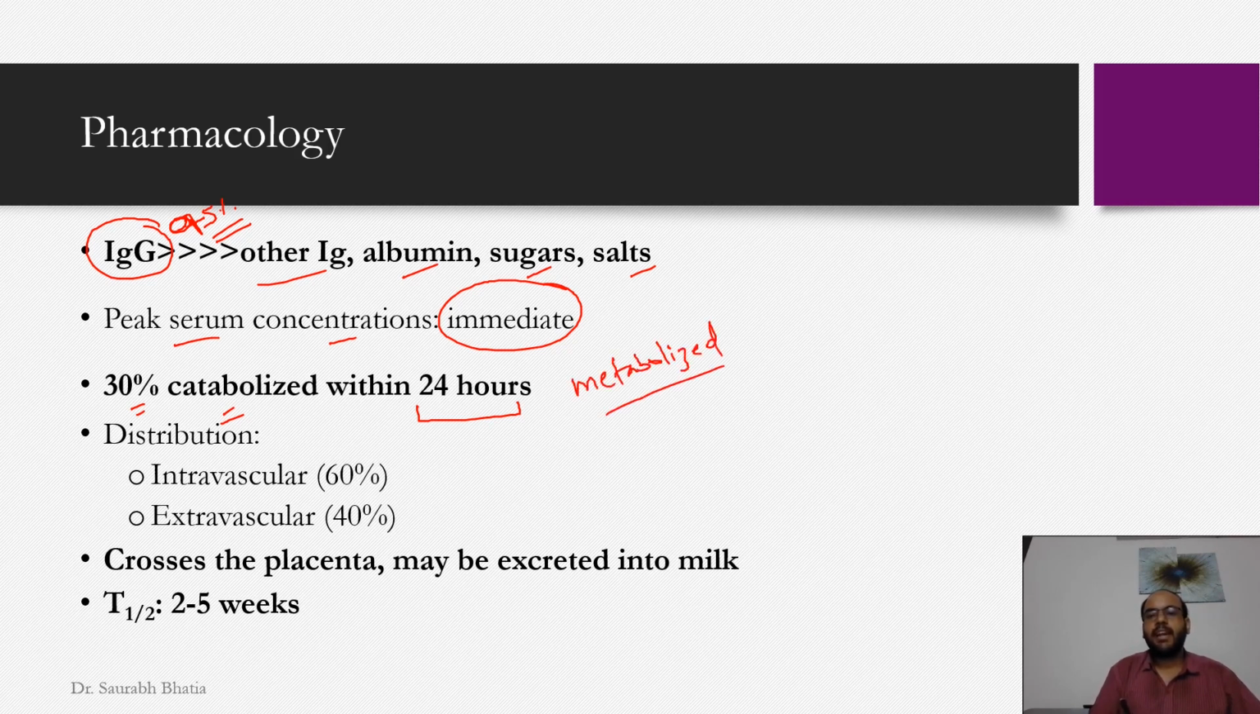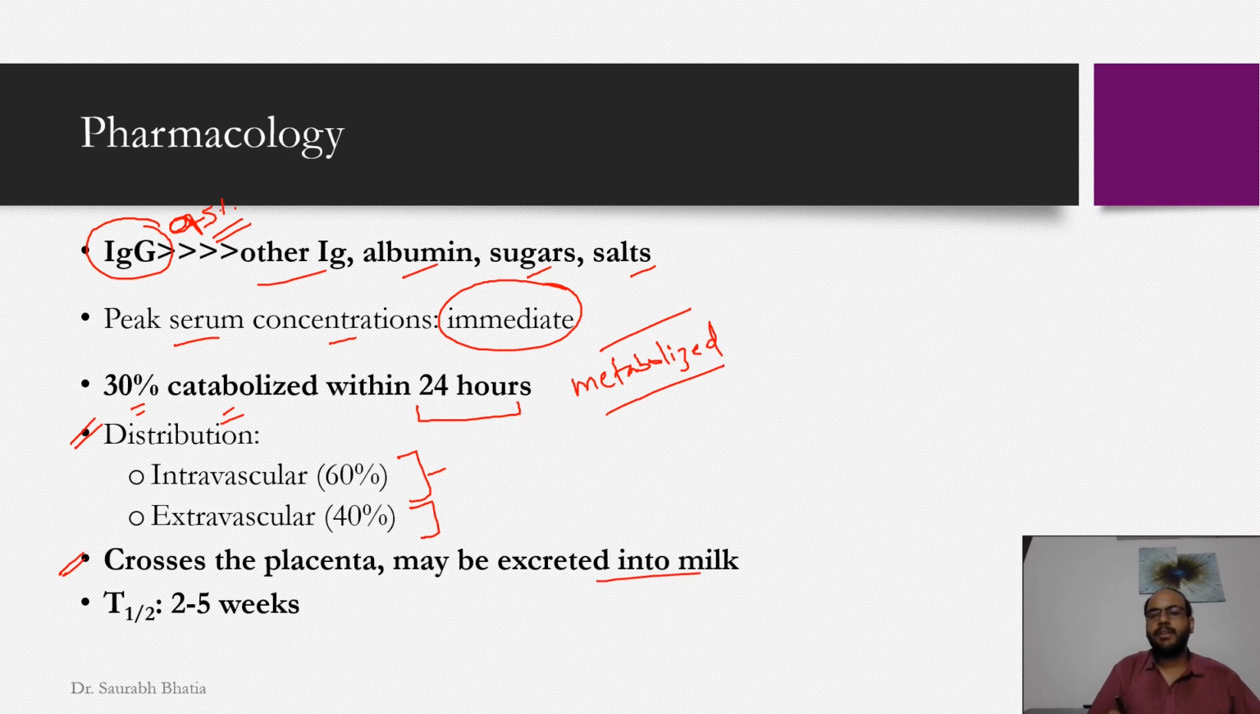So remember that IV immunoglobulins are nothing but immunoglobulins from a human source, and they will be treated as immunoglobulins in the body. So when you inject pharmacological doses of immunoglobulins, they are essentially proteins, and they will be degraded by the body. So within the first 24 hours, 30% of immunoglobulins are catabolized or metabolized. When the infusion is started, majorly 60% is inside the vessels, while 40% goes inside the tissues. It crosses the placenta and may be excreted into milk.